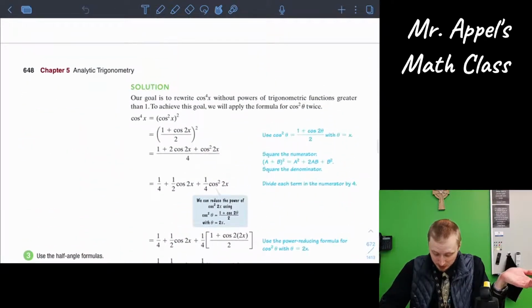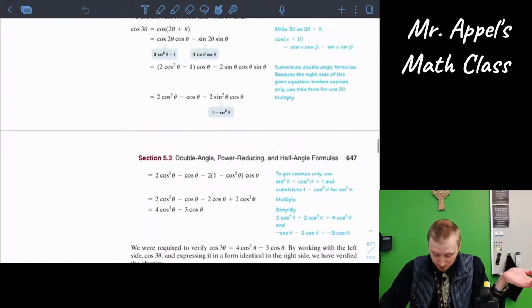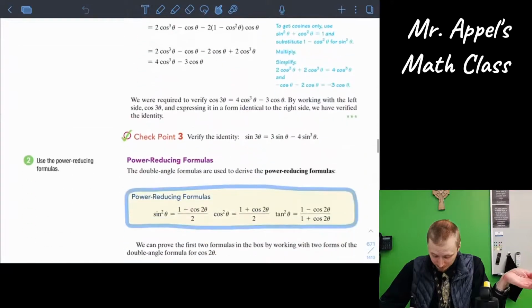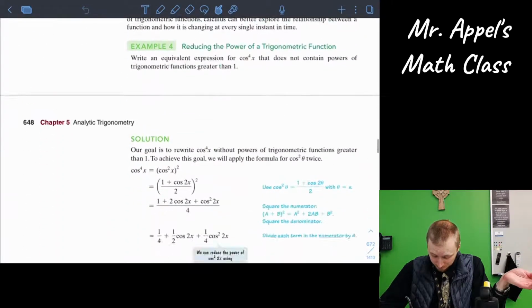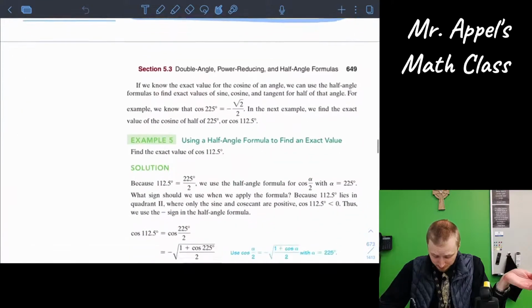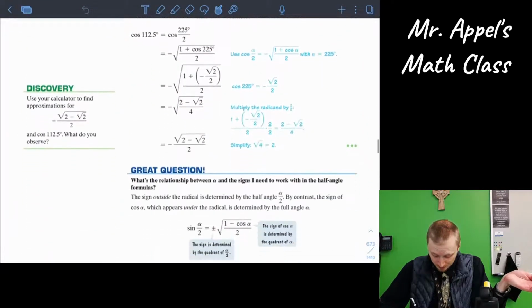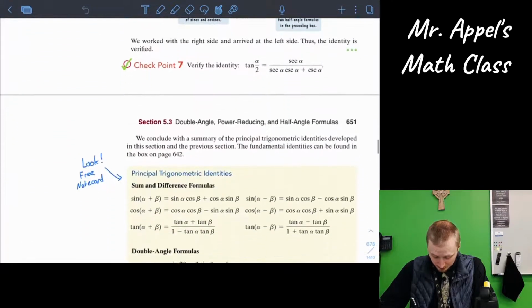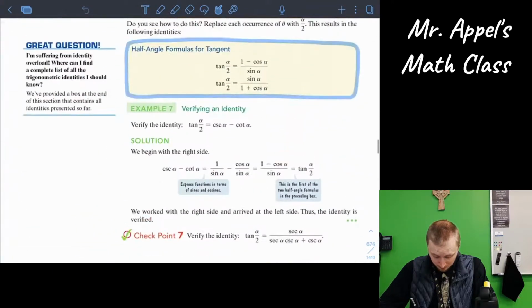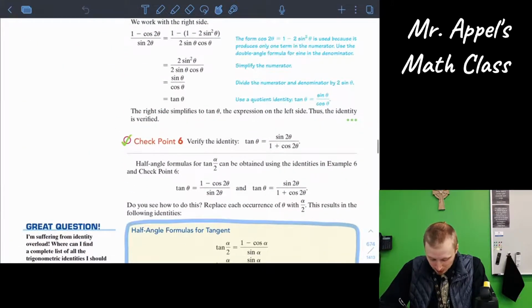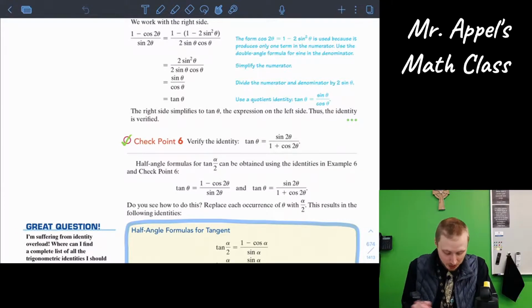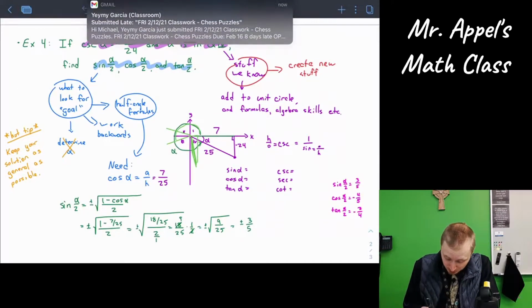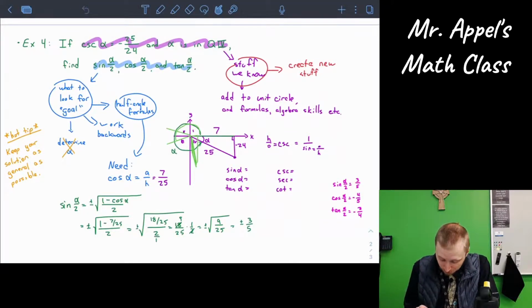Let's look at some of the other examples here. Do they tell power reducing formulas? Three forms of the double angle formula. That's the double. We wanted the half. So here's the half angle formula. There's find the exact value of that. Verify the identity. Man, book, you didn't give me another good example to look at. I gotta do it the hard way. I guess we're doing it the hard way, right? Maybe a shortcut will present itself. Let's hope so. All right.